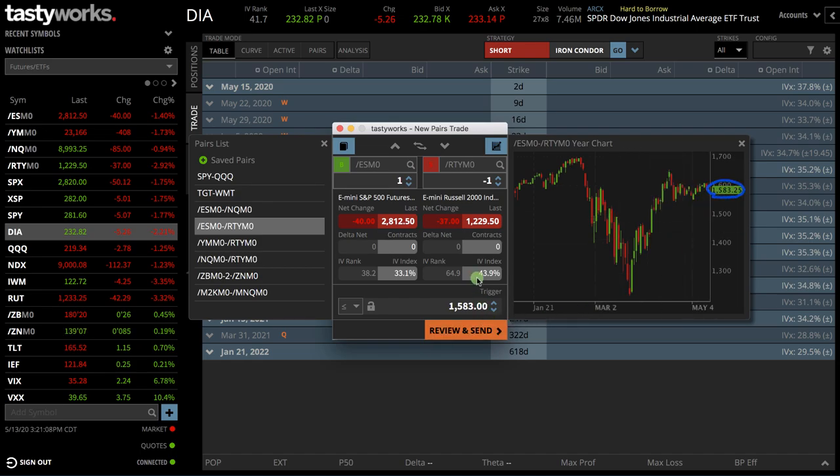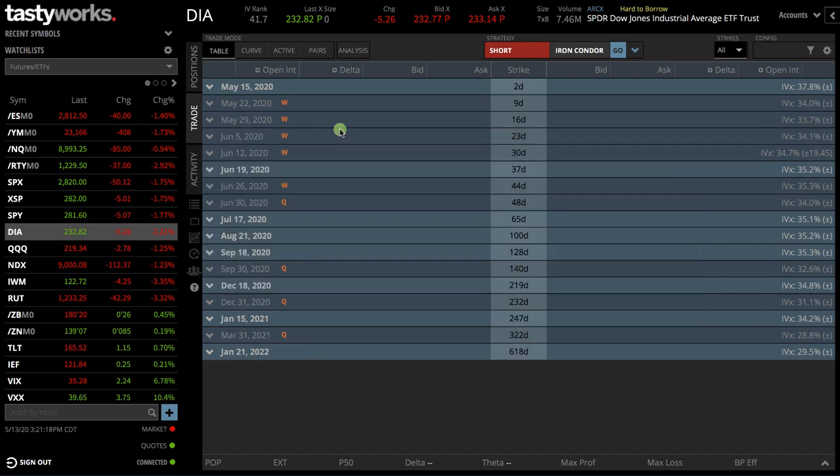So you can use limit orders to enter that spread, and it fills both orders at the same time, so you don't have to worry about legging in and out. So some cool features coming on tastyworks.